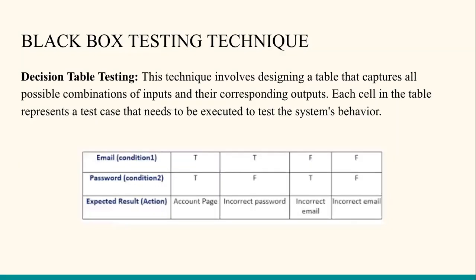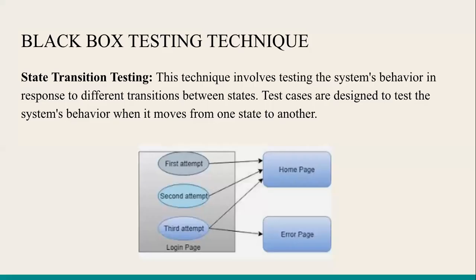The next testing technique is decision table testing. This technique involves designing a table that captures all possible combinations of inputs and their corresponding outputs. Each cell in the table represents a test case that needs to be executed to test the system's behavior. State transition testing. This technique involves testing the system's behavior in response to different transitions between states. Test cases are designed to test the system's behavior when it moves from one state to another.